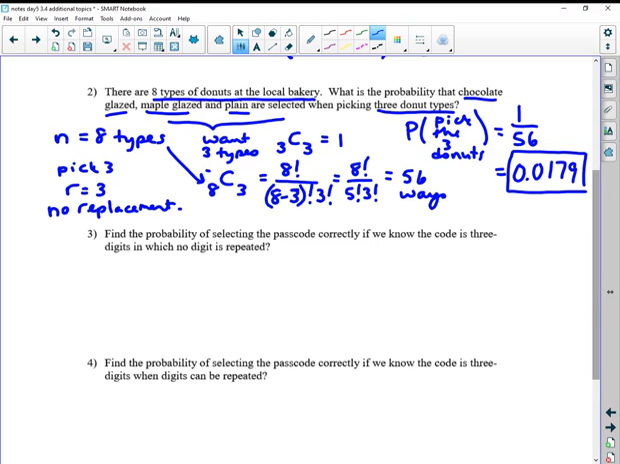Okay, so if we have the next one, probability of selecting a passcode. So that to me is an order matters situation. But we know that we are going to have a 3-digit code and no digit is going to be repeated. So that is telling me that there's no replacement.